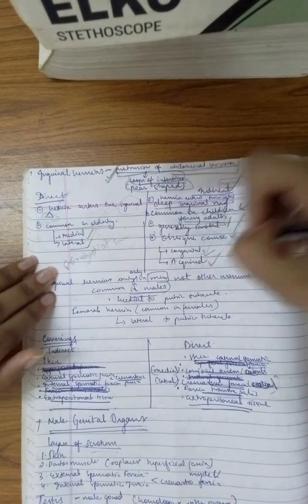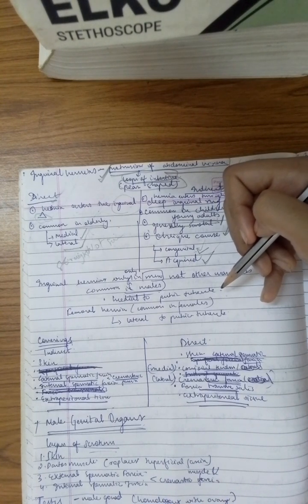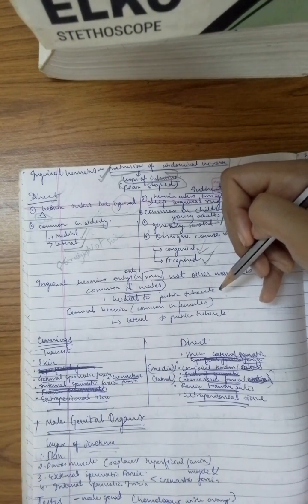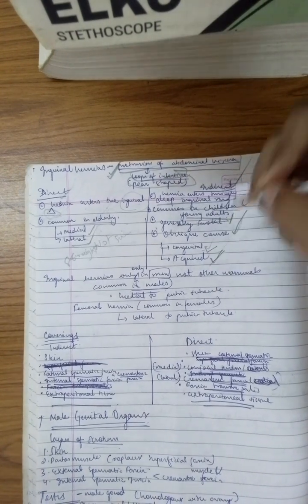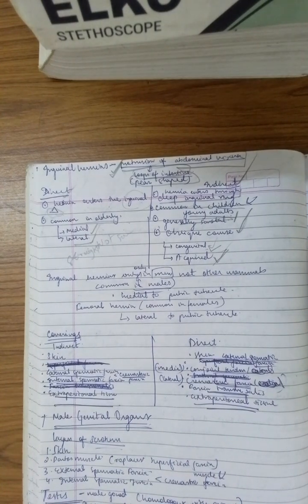Now congenital and acquired. Congenital: if the processus vaginalis remnants are present as such, not obliterated, then it can cause congenital indirect inguinal hernia. Acquired: when intra-abdominal pressure increases too much, then herniation occurs, and that is acquired.